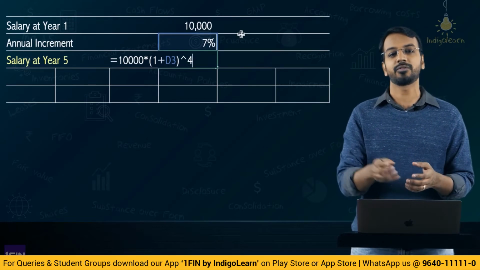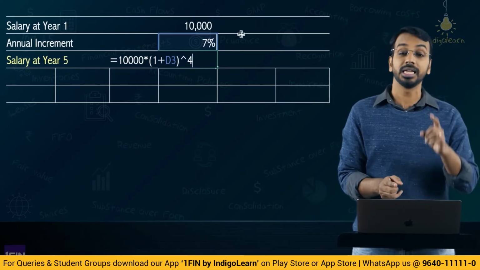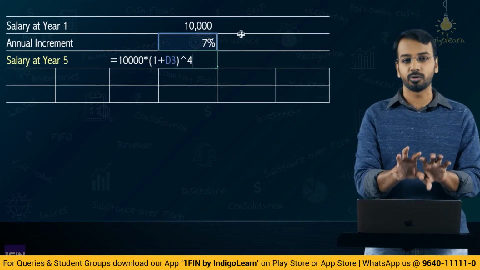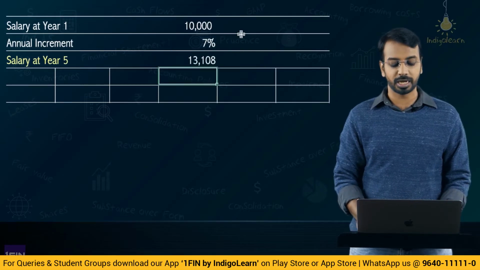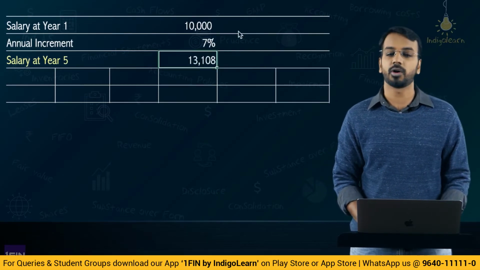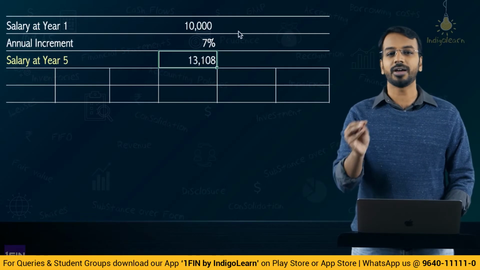Because we are seeing increment from year 1 to year 2, year 2 to year 3, year 3 to year 4 and year 4 to year 5. So, there are only 4 terms. Okay. So, how much will that be? That will become 13,108.